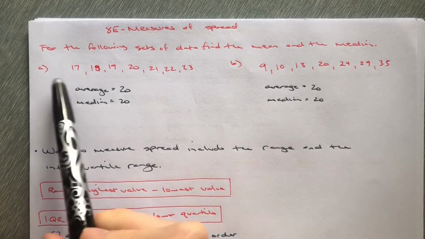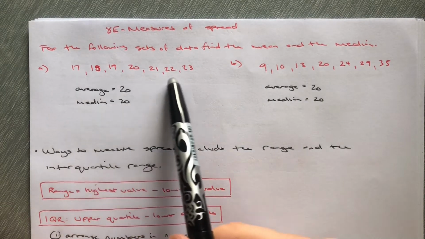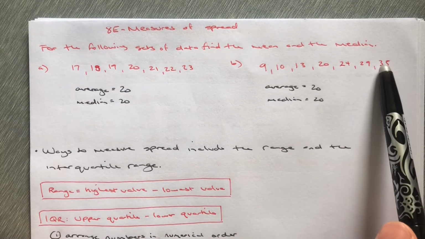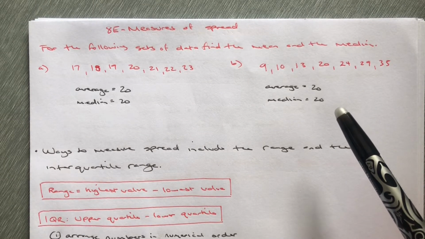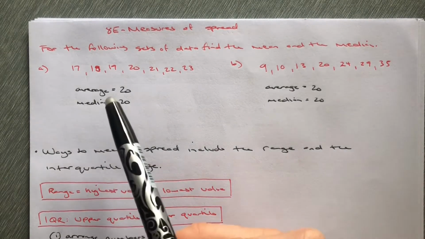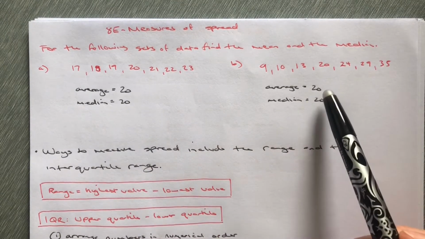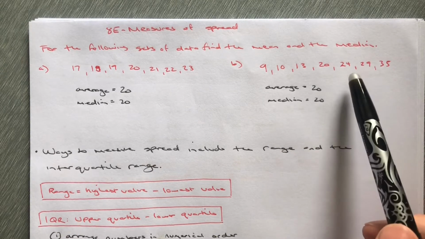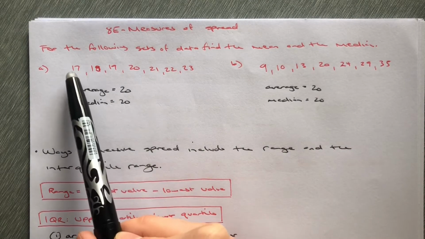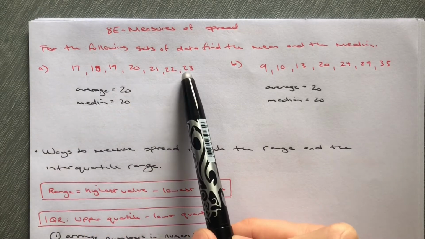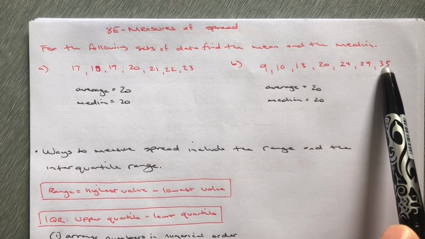So if we look at these two examples that I've got up the top here, we've got a certain set of numbers and another certain set of numbers. If you use your skills to work out what the average and median is for each of them, you'll find out that the average and median is both 20 for this set of data, but it's also both 20 for this set of data. Now that seems a little bit funny when we have, with this set, the lowest is 17, the highest is 23. And with this one, the lowest is 9 and the highest is 35.